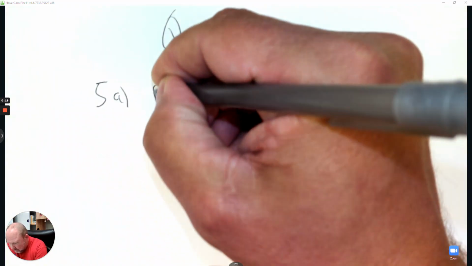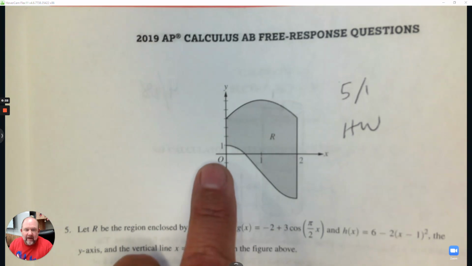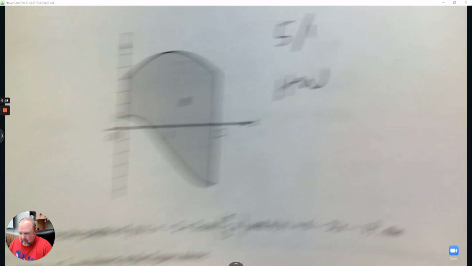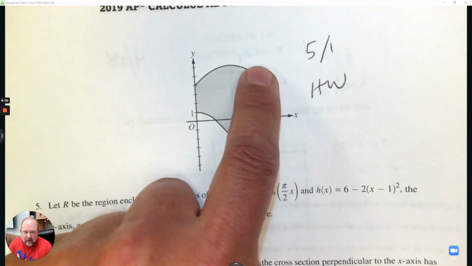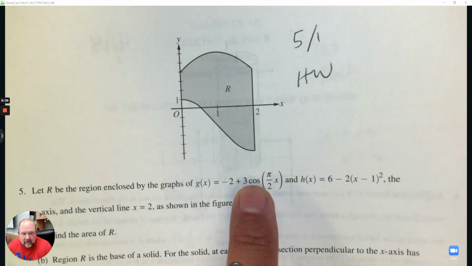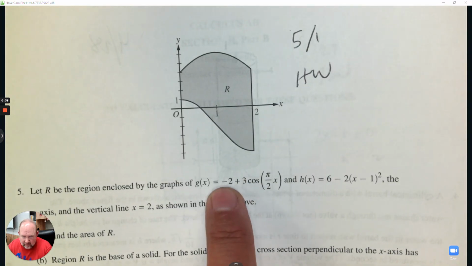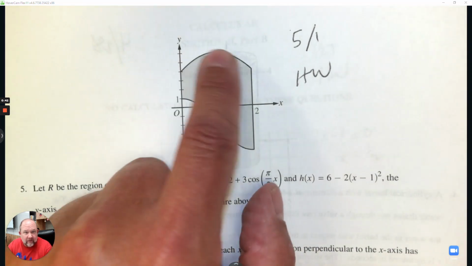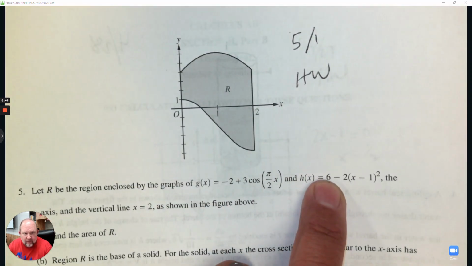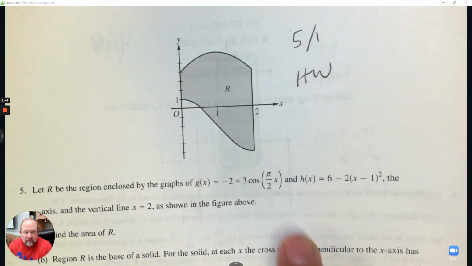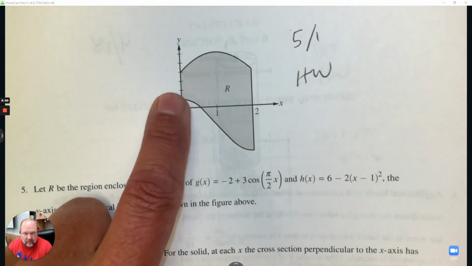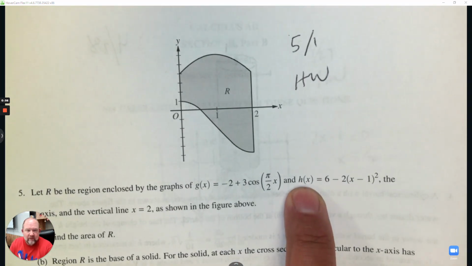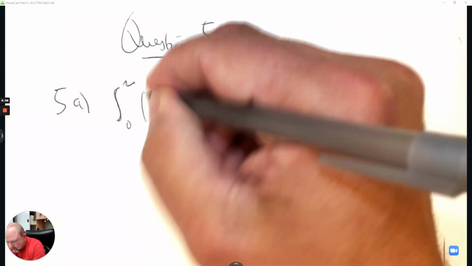So we're going to integrate. What are the values from 0 to 2? And then what am I integrating? It's top subtract bottom. So what's the top curve? One equation says 3 cosine subtract 2, and the other one says 6 and a negative parabola. So this is that negative parabola that starts there, been raised up. This is the cosine curve, where it's negative 2 plus 3. It's positive 1. It's right there. So we don't do top subtract bottom. So we're going to go h at x subtract g at x. So that's a good start.